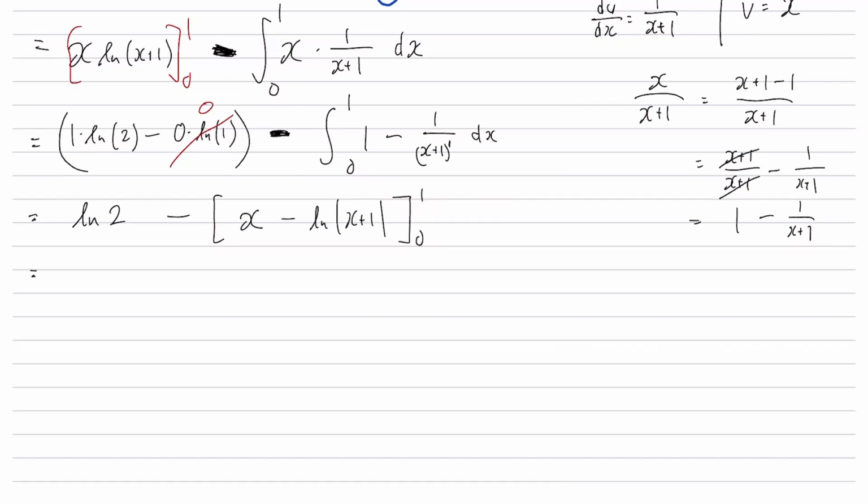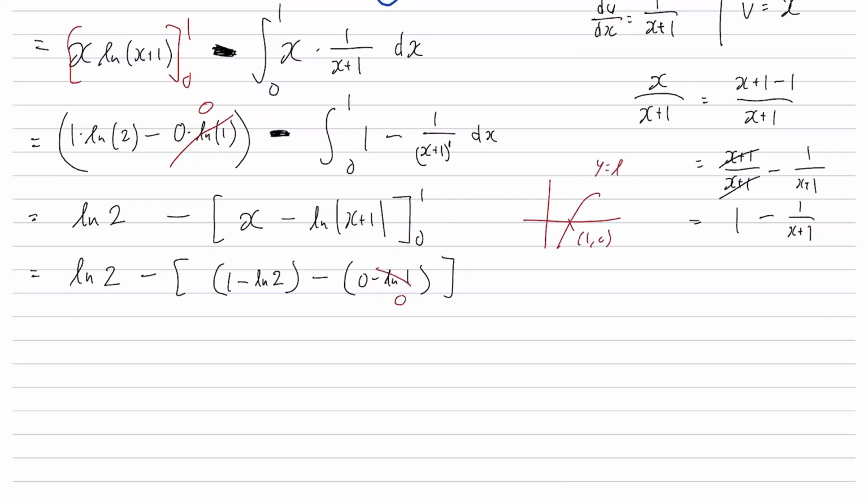Sub in the upper and lower limits, minus square bracket, bracket, minus bracket. Sub in 1, then get 1 minus ln of 2. Minus away 0 minus ln of 1. 0 plus 1 is 1. Modulus 1 is still 1. But ln of 1 is what? 0. So this is 0. Oh, so 0 minus 0, this whole thing is 0. You can minus away a 0, so you ignore it.